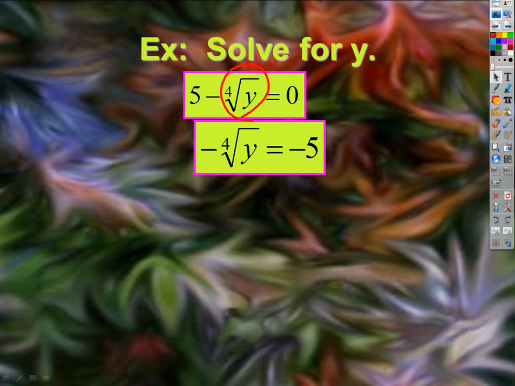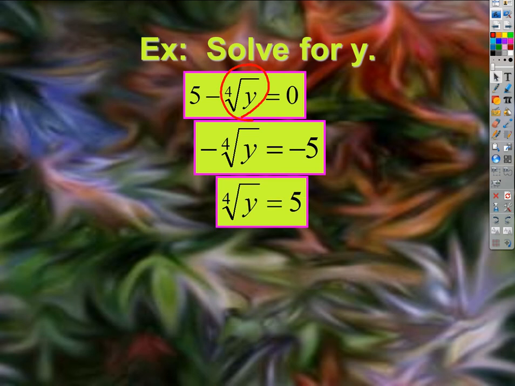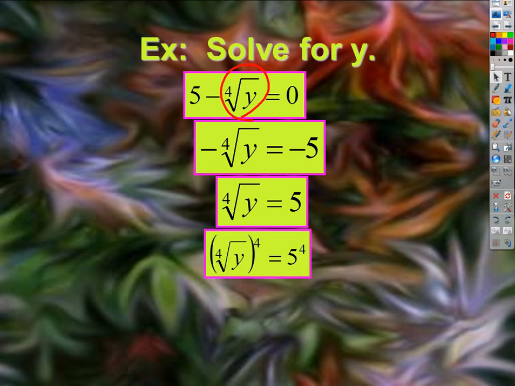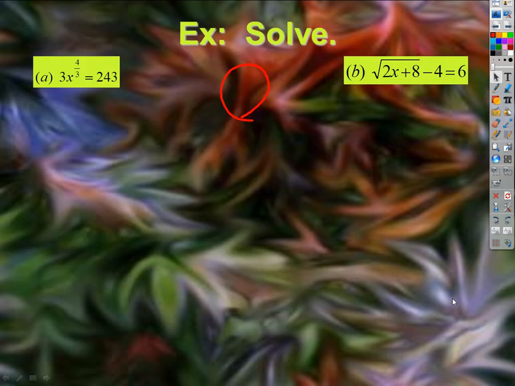Yeah, multiply or divide by -1, and get that answer. And now that I've got the radical isolated on one side, now I can take both sides to the fourth power and get y equals 625. Okay, now what do I have to do with that? Plug it back in. The fourth root of 625 is 5. And so 5 minus 5 is 0, and so it checks out. It works.